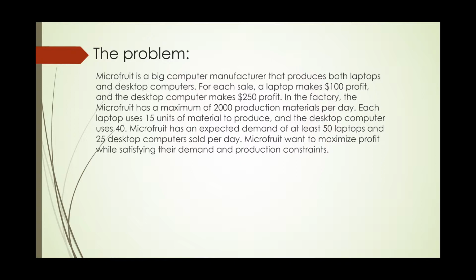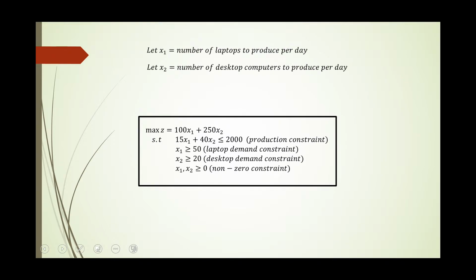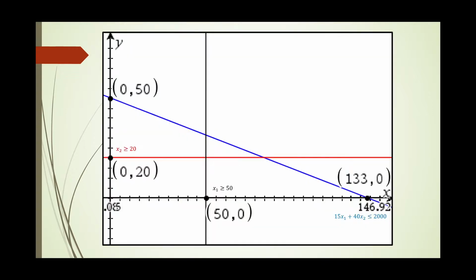Microfruit has an expected demand of at least 50 laptops and 25 desktops sold per day. Microfruit wants to maximize profit while satisfying the demand and production constraints. So let x1 equal the number of laptops and let x2 equal the number of desktop computers produced each day. This is our objective function here. Here is our production constraint, and here are two demand constraints, and of course the non-negativity constraint.